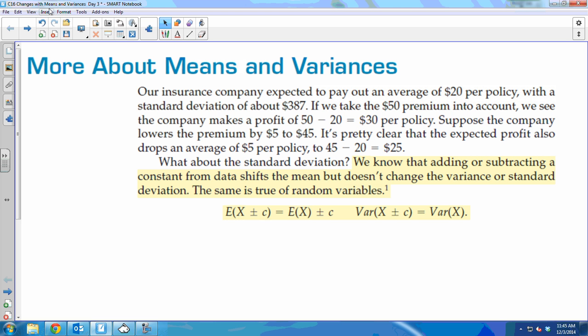If you're shifting, which means adding a constant or subtracting a constant, you're going to add or subtract to the mean. In this case, our mean is the expected value. So if you're adding or subtracting a constant, you're actually going to add and subtract that constant from the expected value.